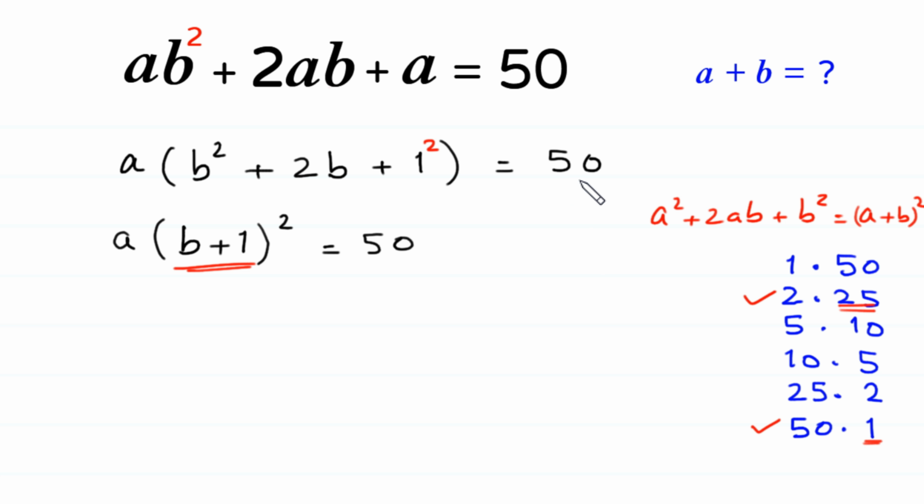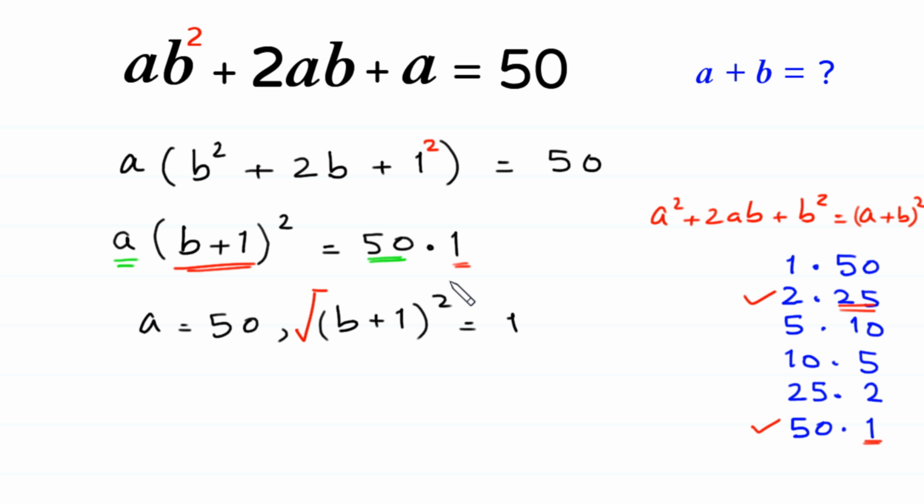We factorize this 50 as 50 times 1. We write perfect square equal to the perfect square, that is 1, and we write this a equal to this factor 50. So a is equal to 50 and b plus 1 whole square is equal to 1. Now to find the value of b from here, we take a square root of both sides.